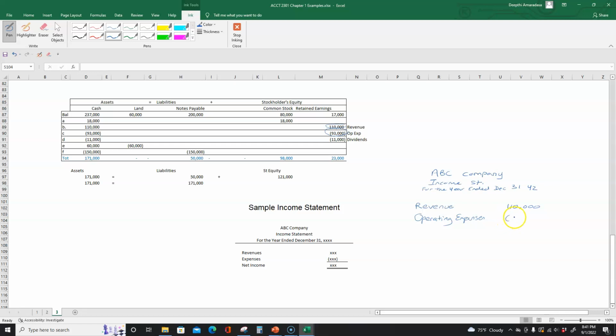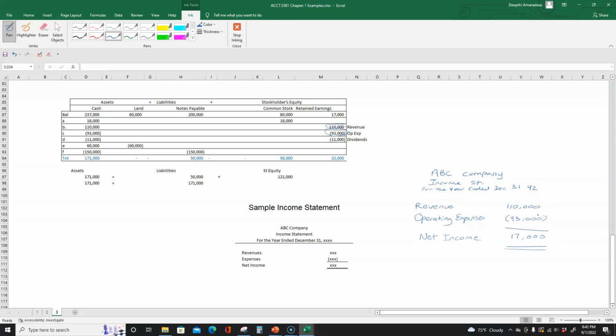And I put my expenses as a negative number because expenses are subtracted from revenue. Our expenses were $93,000, but they're subtracted from revenue, so I am going to subtract $93,000 from 110, and that will give me my net income or net loss. In this case, my revenues are more than my expenses, so I have a net income. And my net income is $17,000. 17,000 is 110 minus 93.